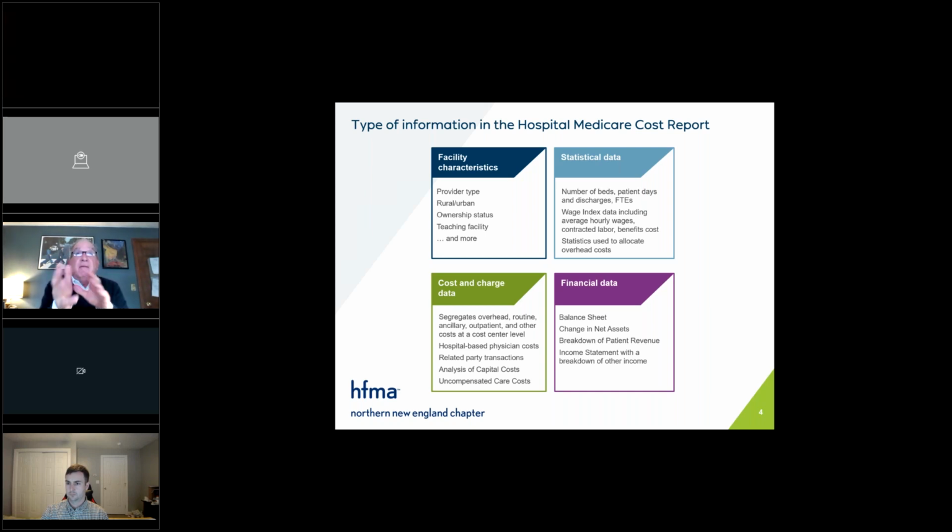So again, it's a quick way to go someplace and identify charges by ancillary, charges by routine, ICU, and so forth. And then finally, you fill out your financial data. It'll have a balance sheet, which you tie to your audited financials because you have to submit your audited financials with the cost report. Changes in net assets, a breakdown of patient revenue, and also your income statement. So, again, this is a report that has an abundance of information where you could get some quick answers and do some analysis of certain areas in your hospital.